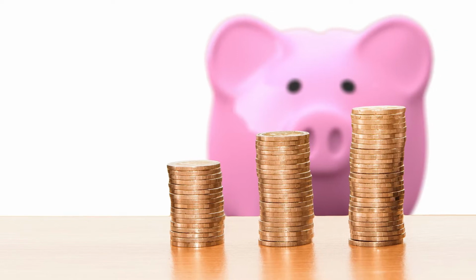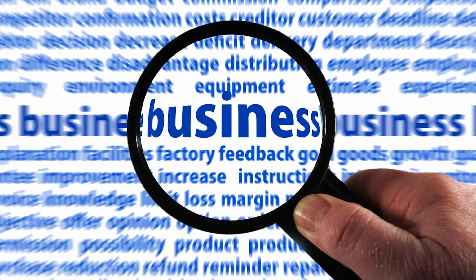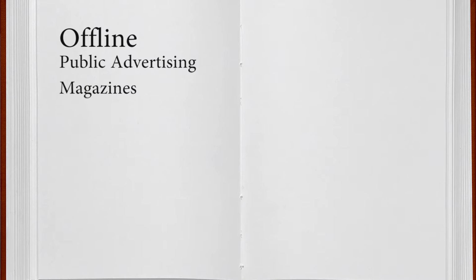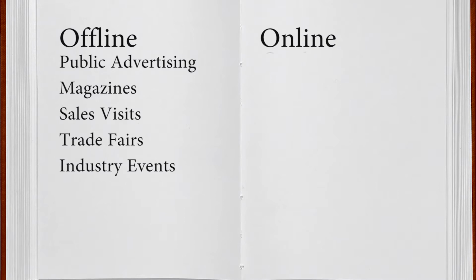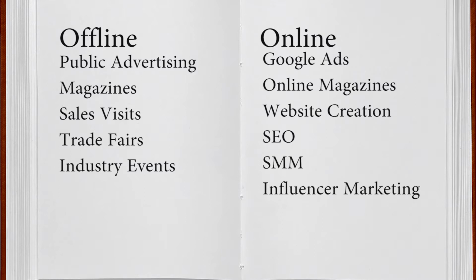for each one. There are various channels to choose from depending on your business, but the main ones are offline and online. Offline methods include public advertising such as outdoor and indoor billboards, public transport advertising, magazines, sales visits, and trade fairs or industry events. Online speaks for itself. It is anything that has to do with the internet. Some examples are Google Ads, online magazines, website creation, search engine optimization, social media marketing, and influencer marketing.